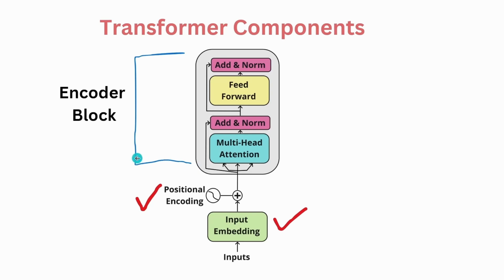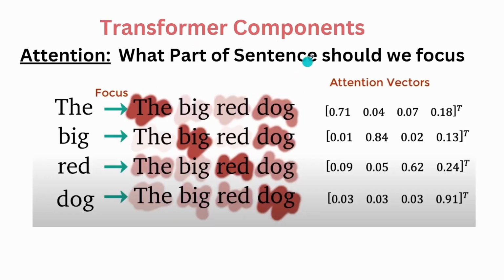Next we will see the encoder block. In it we have multi-head attention and a feed-forward neural network. So what is attention? Attention is what part of the sentence we should focus on. Attention allows the model to weight the importance of each word in the sentence relative to other words. For example, in "the big red cat", the word red will be assigned more attention towards the cat, not the other words like big or the.